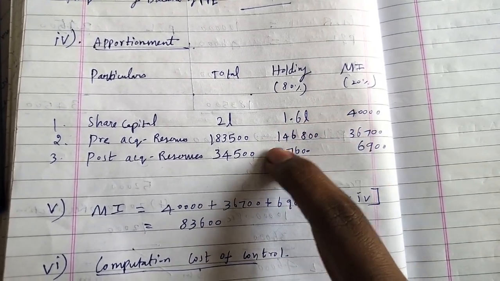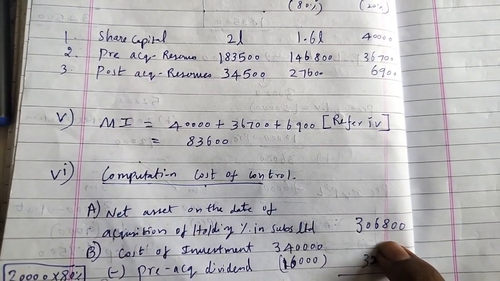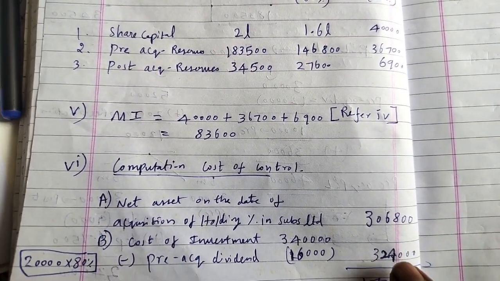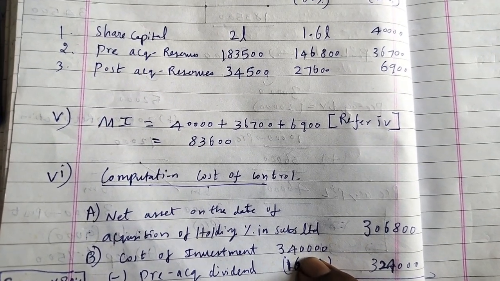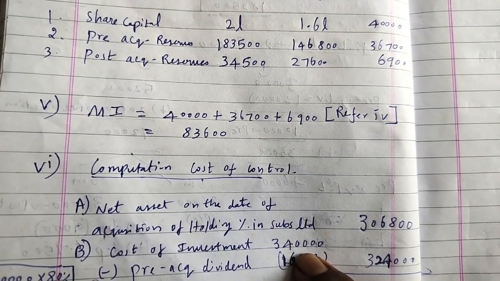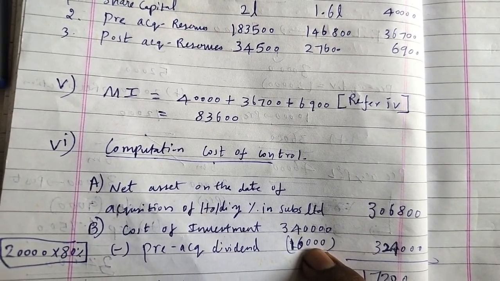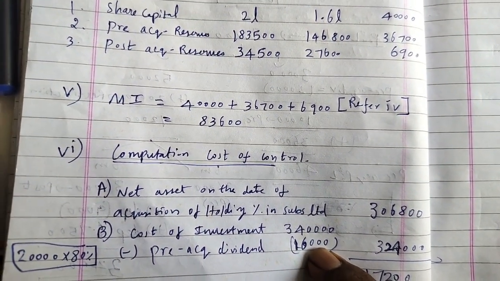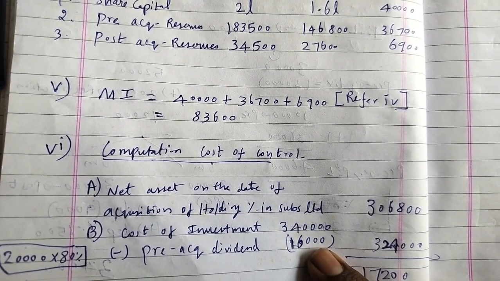So 1.6 lakh plus 1,46,800. If we put that, we will get 3,06,800. Cost of investment, in the question they have given 3,40,000 in notes to accounts. And there is a pre-acquisition dividend. We all know that the pre-acquisition dividend is 10%, so the amount is 20,000.